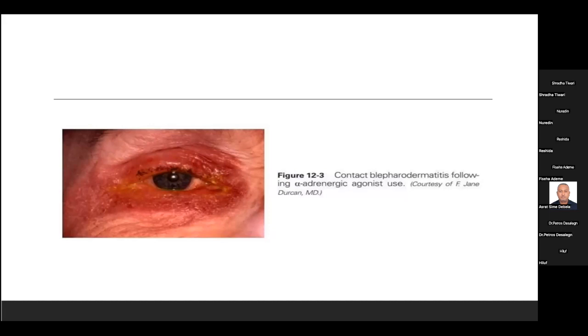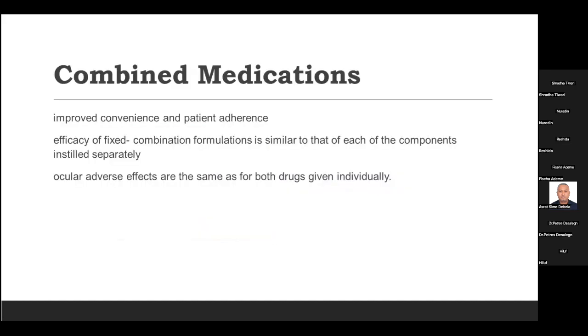Sometimes after cessation of the drug, these symptoms will reverse. And the combined medication improves convenience and patient adherence, and the efficacy of fixed combination formulas is similar to that of each of the components instilled separately. Ocular adverse effects are the same as for both drugs given individually.